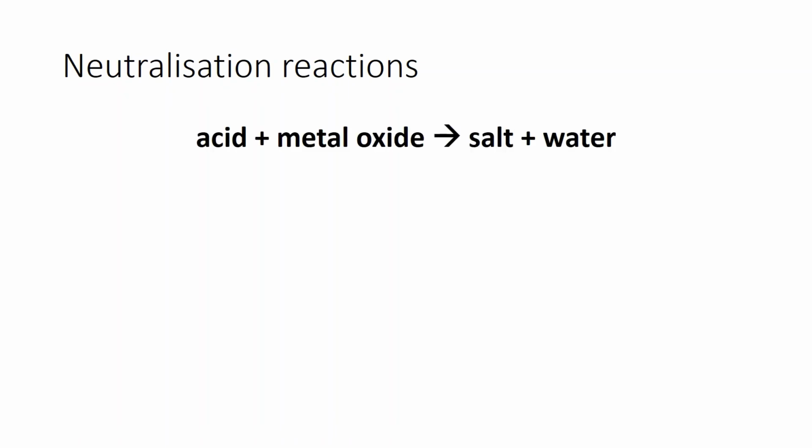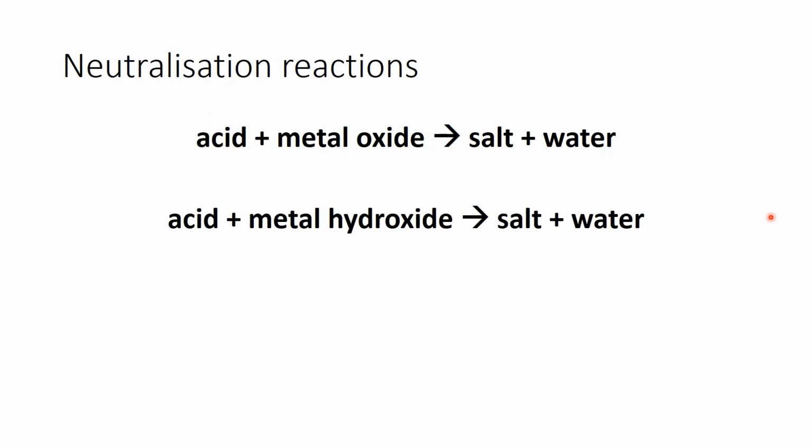Okay, let's run through the answers for these neutralisation reactions. In general, for an acid with a metal oxide, when you take an acid and react it with a metal oxide, you'll form a salt and water. The same is also true for a metal hydroxide. Remember that metal hydroxides are alkalis, whereas metal oxides are insoluble bases. These are bases too, but they're soluble. And in that case, you also form a salt and you also form water.